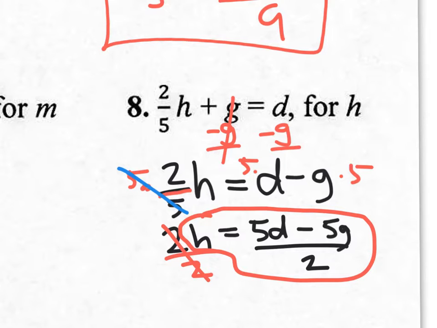Now, of course, you could separate it. You could write this as an answer that says 5/2 d minus 5/2 g. That's also another option where you take that denominator and split them. But I don't see the purpose in that. Moving on to number 10.